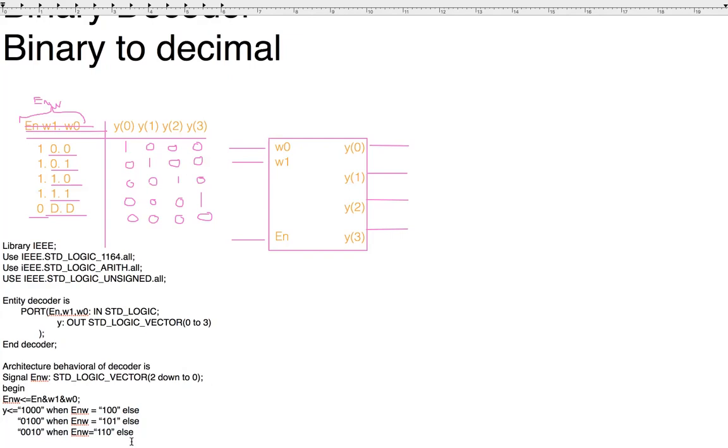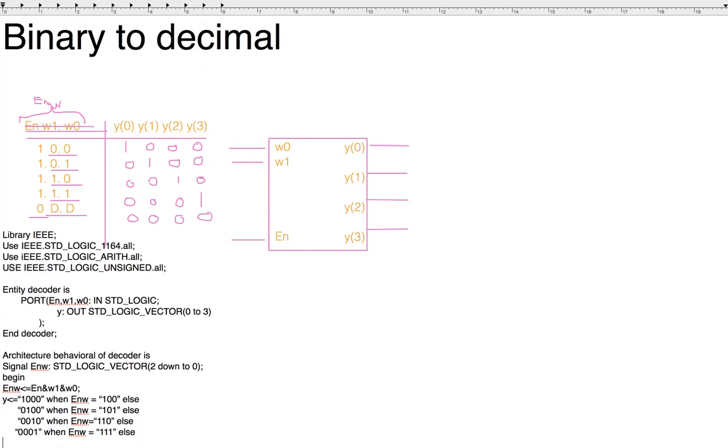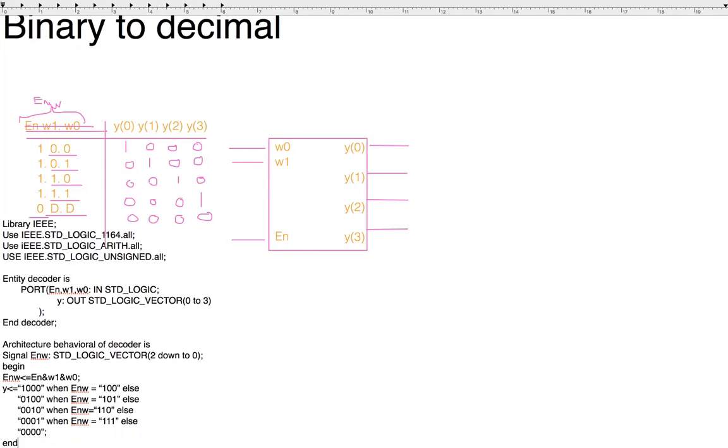And then for going through all these terms, we have one more, 0, 0, 0, 1, when EN and W is set equal to, and then else, and then our final statement is going to be, or when else, if we're doing this correctly, making sure what you need to say is 0, 0, 0, and then that's it. You don't use when others like in a with select. You just have the last one here, and then you finally have to end the behavioral.